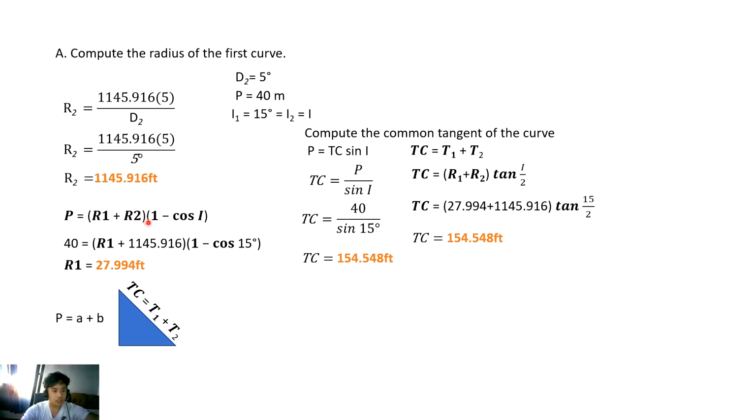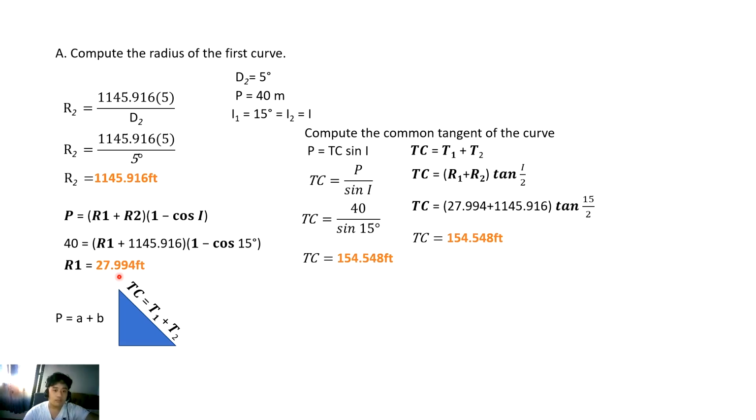R2 times 1 minus cosine I. So, substitute lang natin since meron naman na tayo nitong P. So, 40 equals to R1 plus 1145.916, which is ito, times 1 minus cosine 15 degree. So, we'll get R1 equals to 27.994 feet.